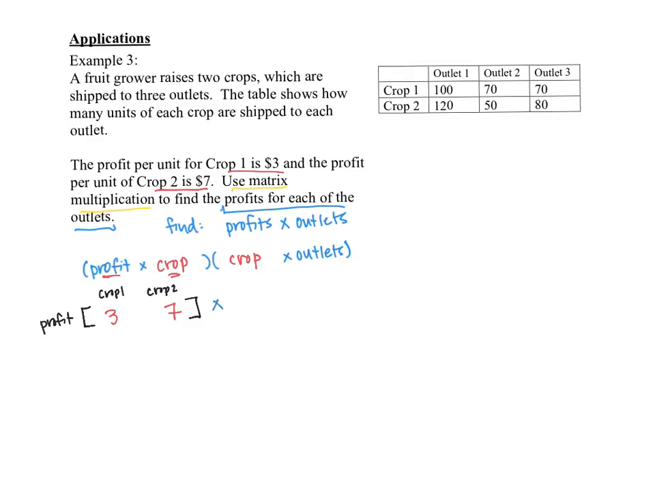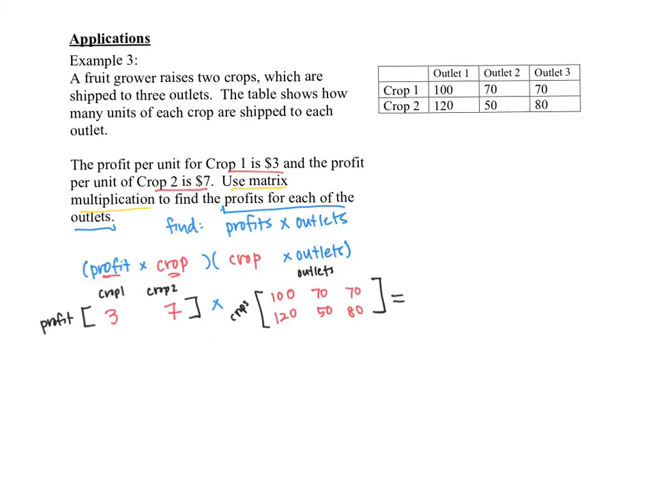Okay, now what am I multiplying this by? I want this to be crops by outlets. So I need to make sure that my rows are the crops and that my columns are the outlets. Okay, now I'm going to look at the table. Actually, right now the table does have crops for rows and outlets for columns, so I'm going to keep the table exactly as it looks. If it was not matched up the way I wanted it to match up, I might rotate it. I would change the table so it does match. Okay, now that I have it lined up properly, I'm going to use matrix multiplication, and my result should be the profits by the outlets.